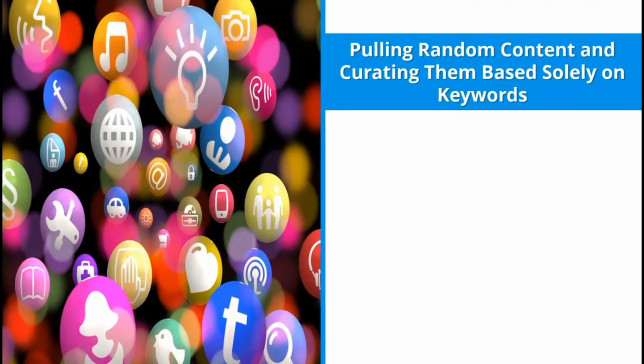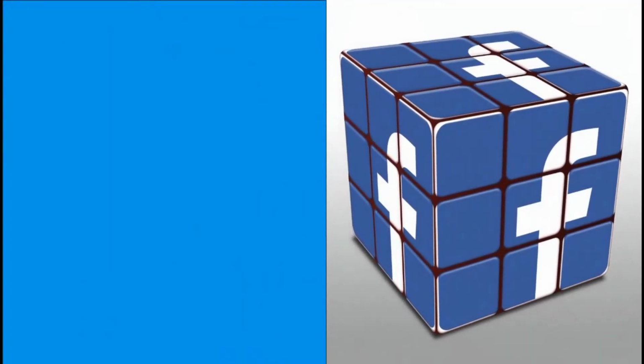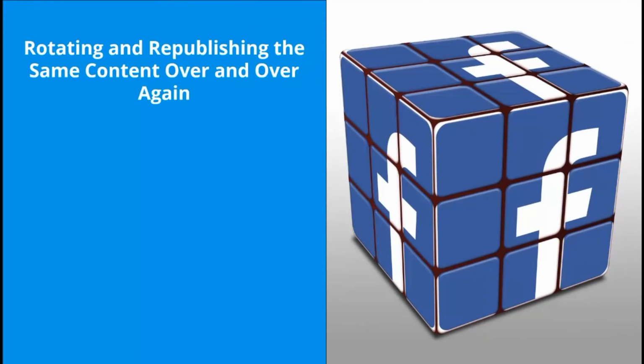Pulling random content and curating it based solely on keywords. You can't be lazy and just set Facebook publication tools up to pull any and all content from Facebook that has something to do with your keywords and then just blast it out. You're just spamming when you do that. You have to be very deliberate and careful regarding the kind of content, whether curated or not, that you will associate with your brand.